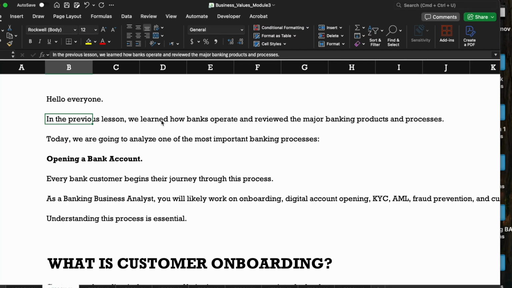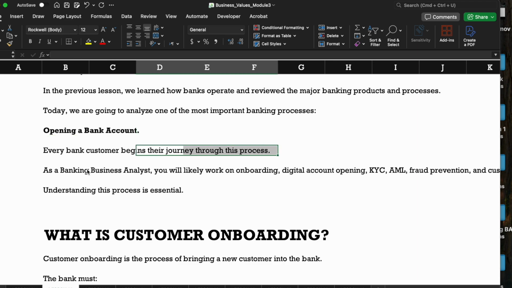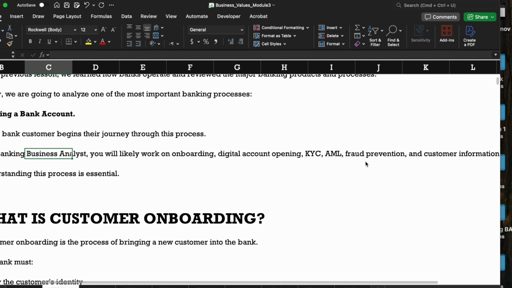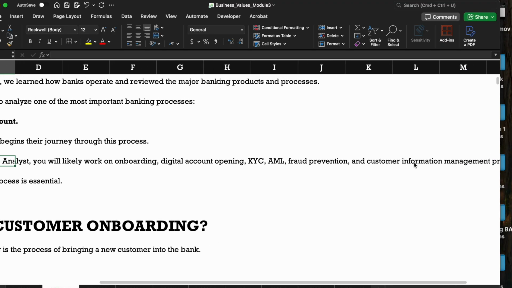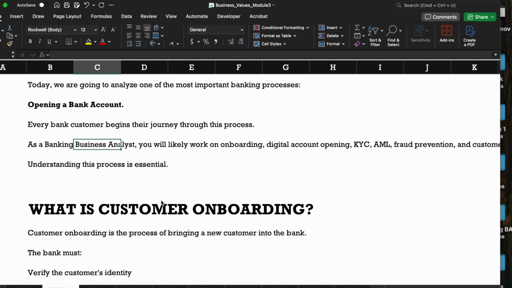In the previous lesson we learned how banks operate and reviewed the major banking products and processes. Today we are going to analyze one of the most important banking processes, which is opening a bank account. Every bank customer begins their journey through this process. As a banking business analyst, you will likely work on onboarding, digital account opening, KYC, AML, fraud prevention, and customer information management projects. So understanding this process is essential.